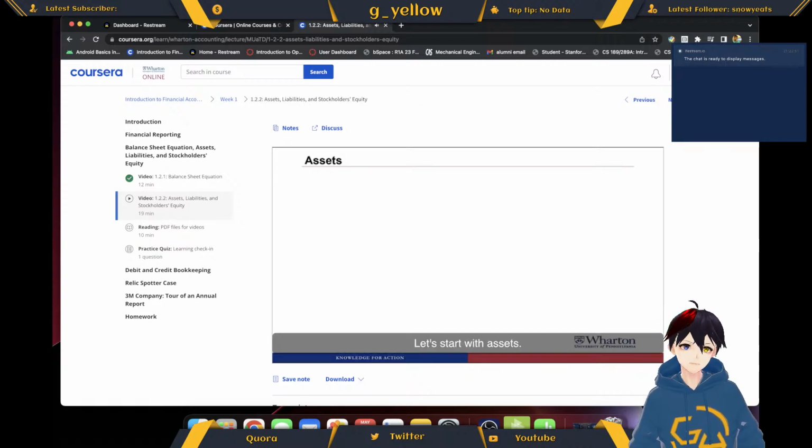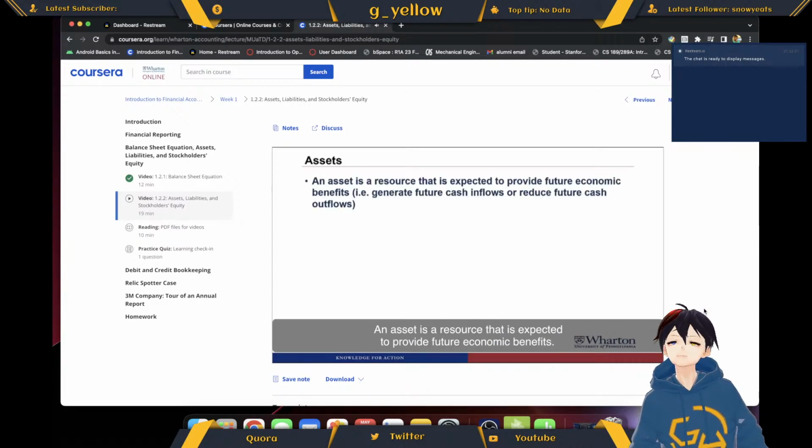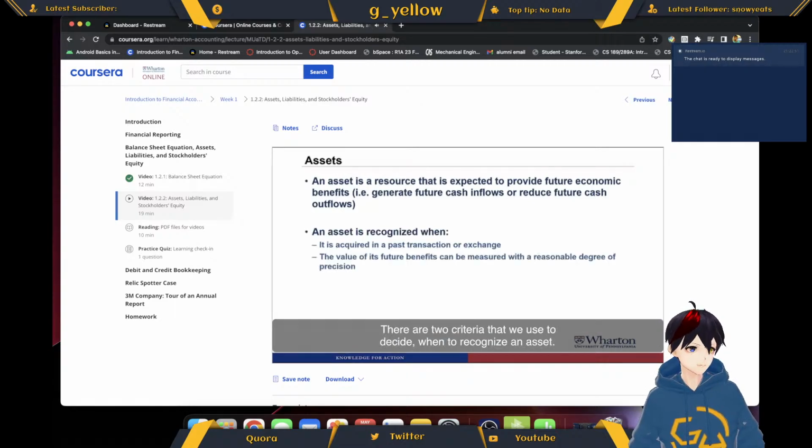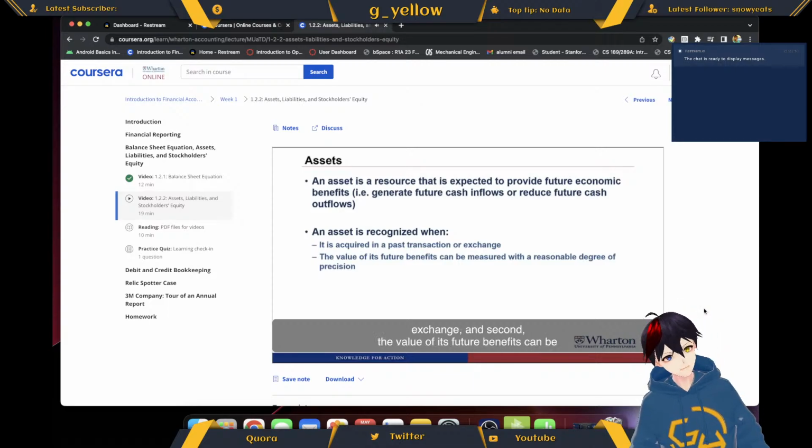Let's start with assets. An asset is a resource that's expected to provide future economic benefits. That means it's either going to generate future cash inflows or it's going to reduce future cash outflows. There are two criteria that we use to decide when to recognize an asset. First, it must be acquired in a past transaction or exchange, and second, the value of its future benefits can be reasonably estimated.